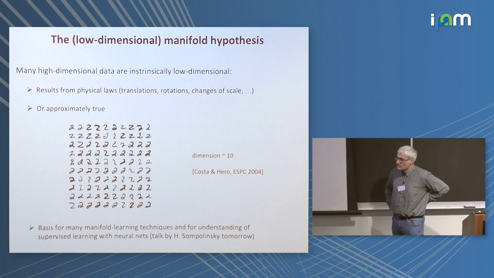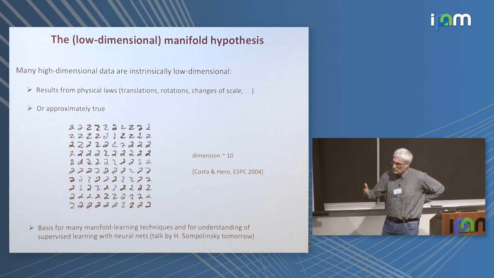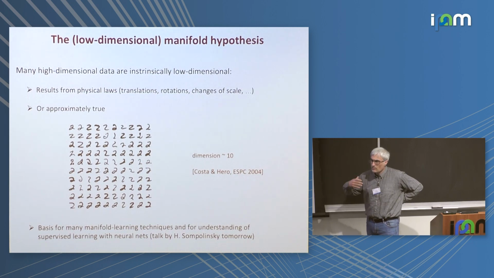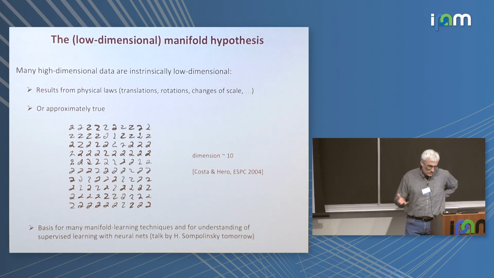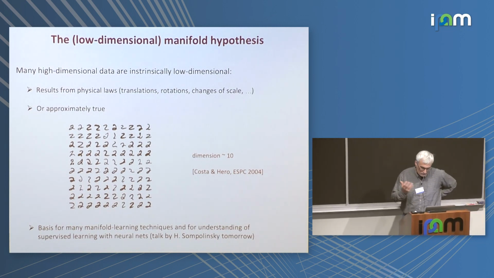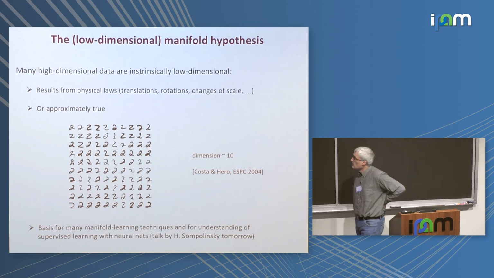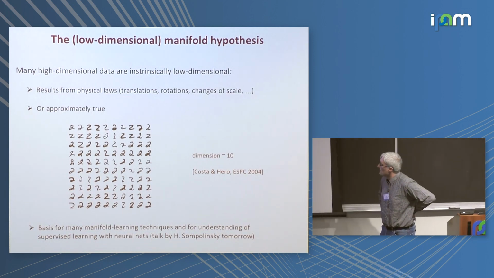First, that could actually result from physical laws. If you take an object and make a 2D photo of this object, then if you rotate the object, change the scale, make it further away or closer, and you can translate it and so on, then you'll get different pictures, but of course they are all related to each other through a few parameters. So that's why there is a low-dimensional manifold on which all these pictures are lying.